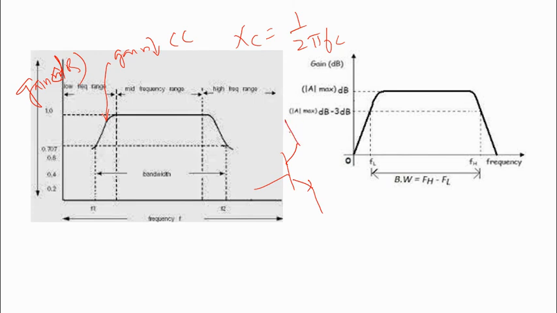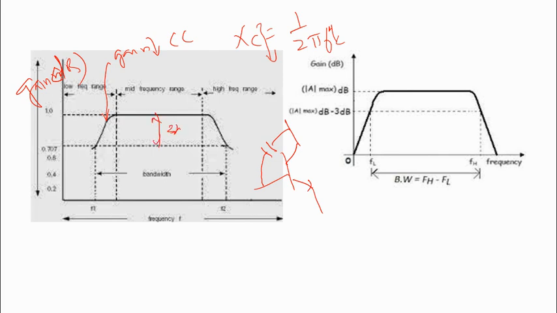The Miller capacitance is between the collector and the base. So this will appear. As frequency increases, the reactance decreases, right? Reactance decreases means that this capacitance becomes a short circuit between output and input. So there is a feedback from output to input, so the gain decreases.